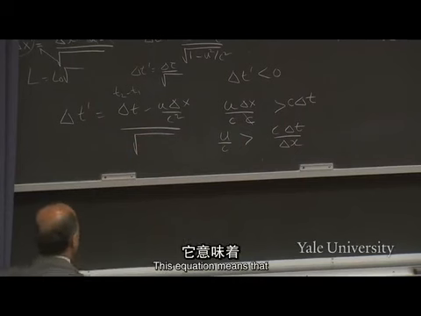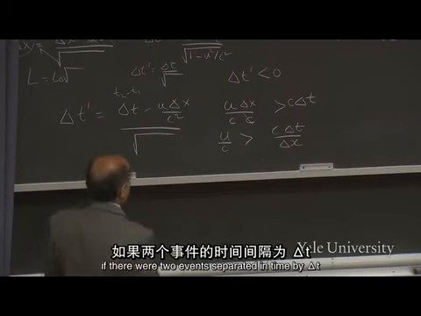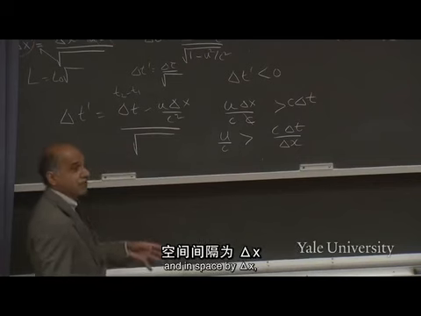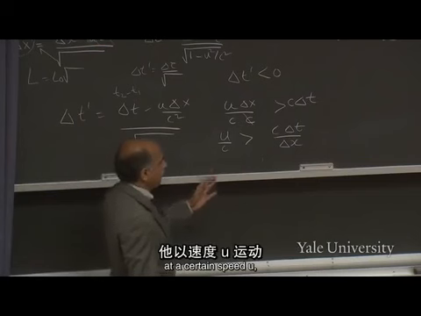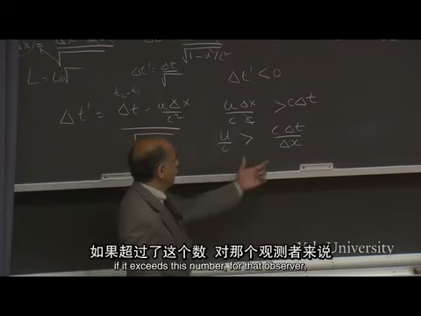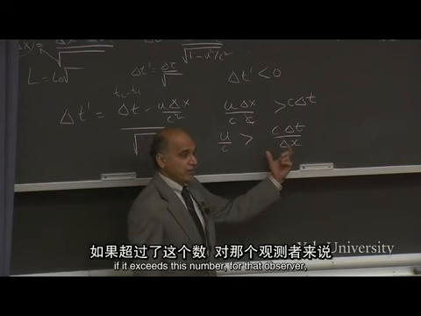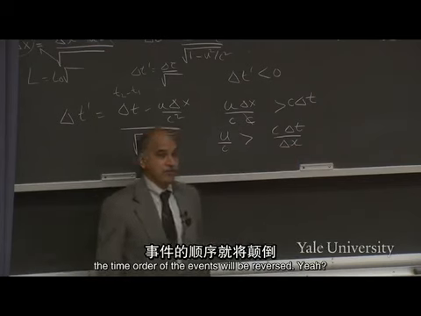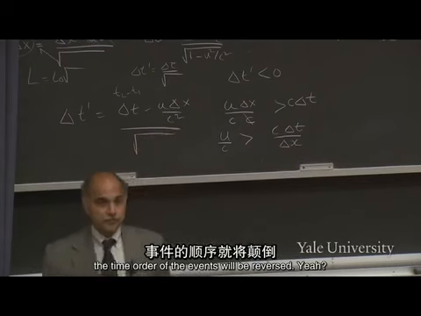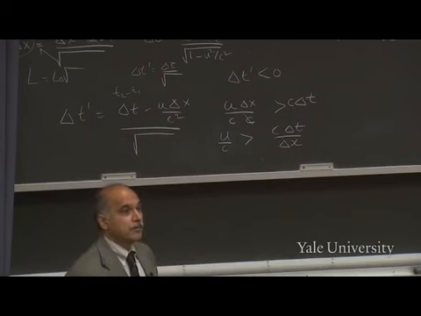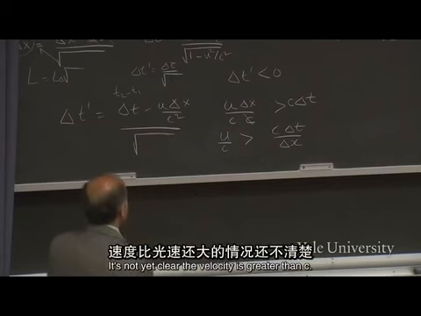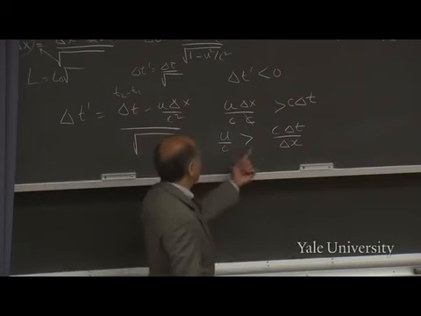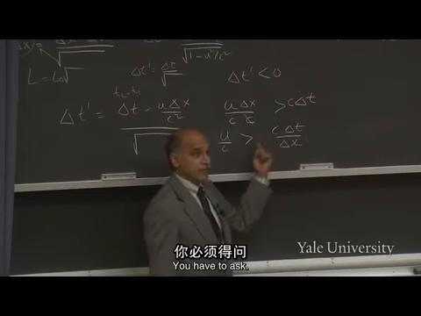This equation means that if there were two events separated in time by delta t and in space by delta x, I can find an observer at a certain speed u, so that if u divided by c exceeds this number, for that observer, the time order of the events will be reversed. So this expression is basically saying that's true in essence if the velocity is greater than c. It's not yet clear whether velocity is greater than c. It depends on what's happening in the top and bottom. So we have to ask.